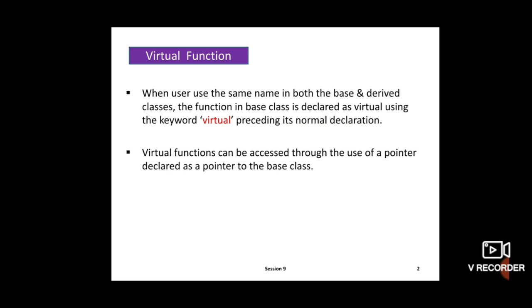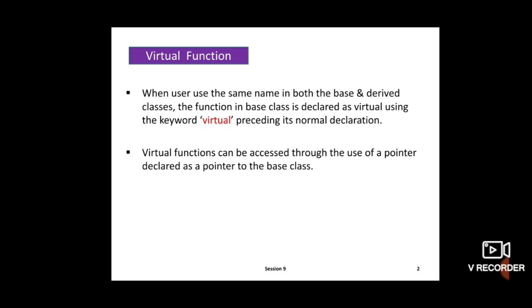What do you mean by virtual function? If two functions with the same name have different prototypes, you know what a prototype is, it is always declared at the top of the program. C++ considers them as overloaded functions, and the virtual function mechanism is ignored.